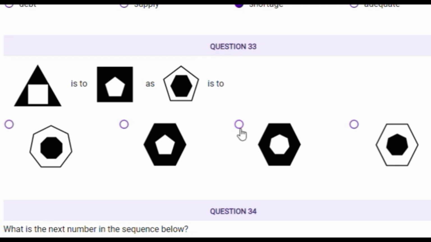Rule identified, the inner shape becomes the outer shape. The number of sides increases by 1. Colors remain the same, outer black, inner white. Third figure, outer shape, white pentagon. Inner shape, black hexagon. Applying the same rule, inner shape becomes the outer shape. Number of sides increases from 6 to 7, heptagon. Colors stay the same. So the correct figure must be white hexagon outside, black heptagon inside. Correct answer, the white hexagon with a black heptagon inside, option 4.